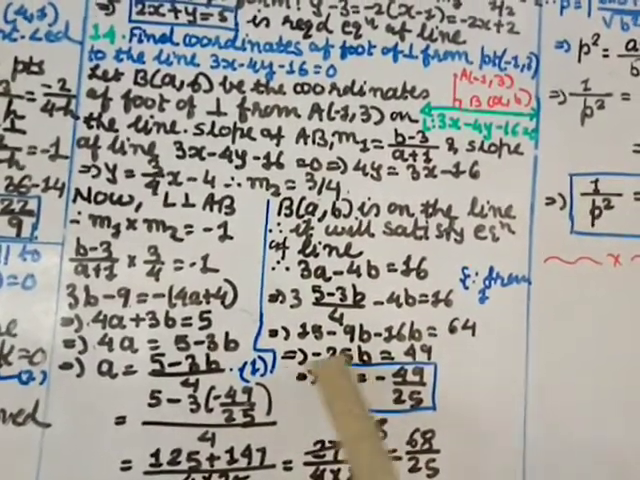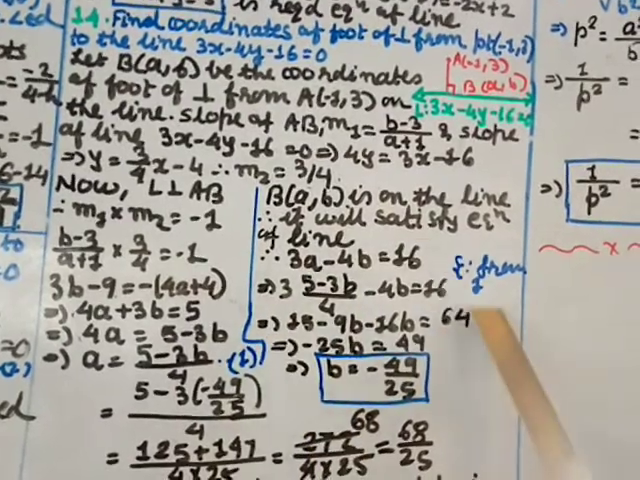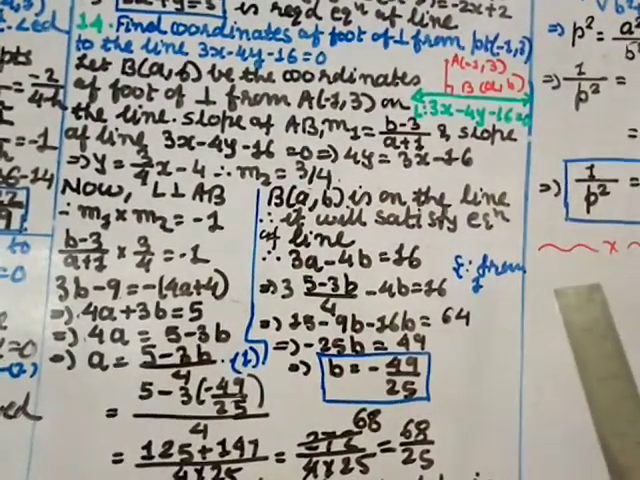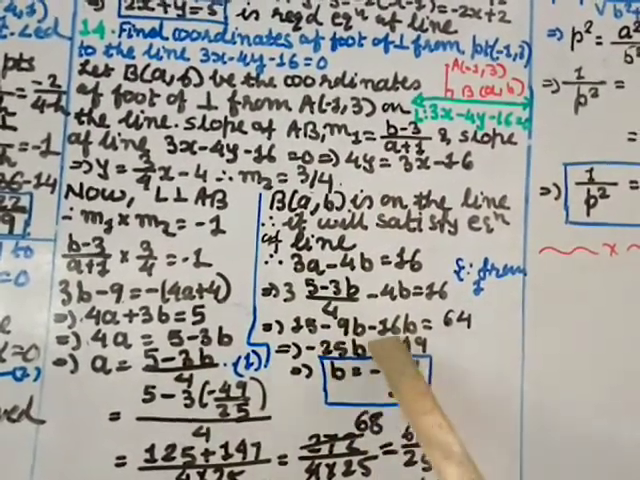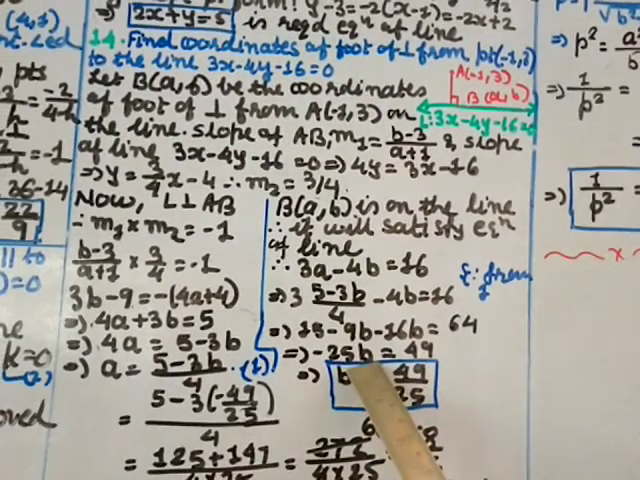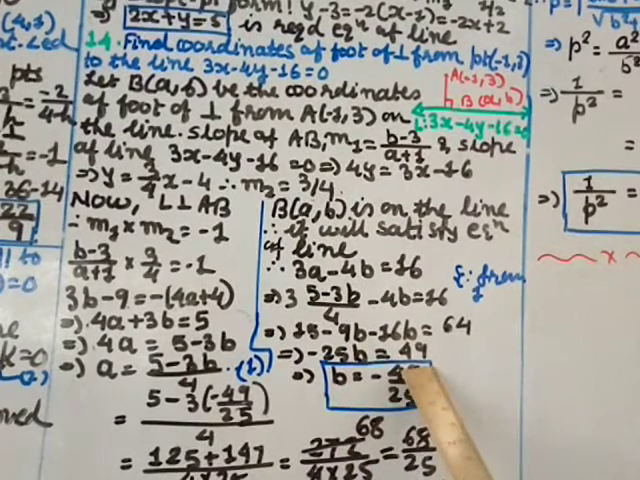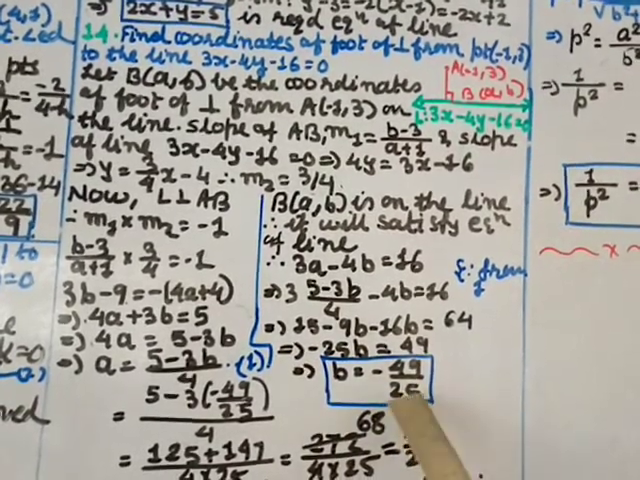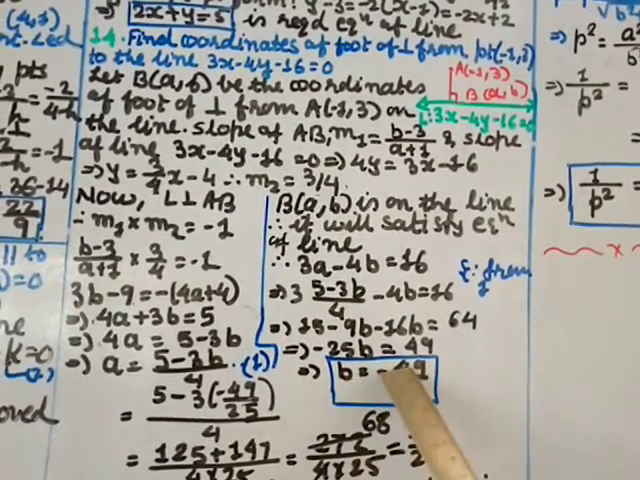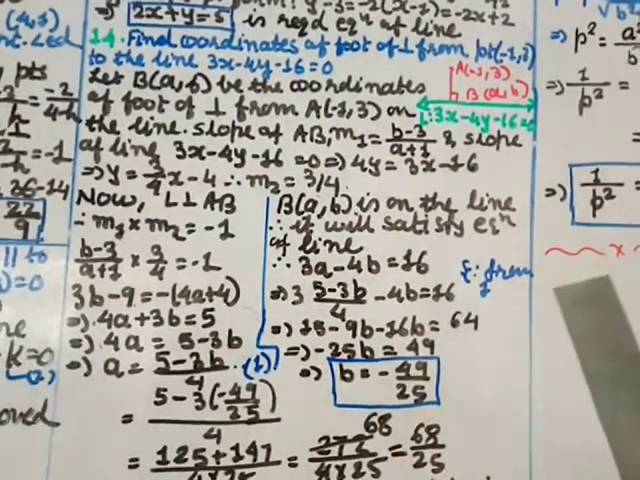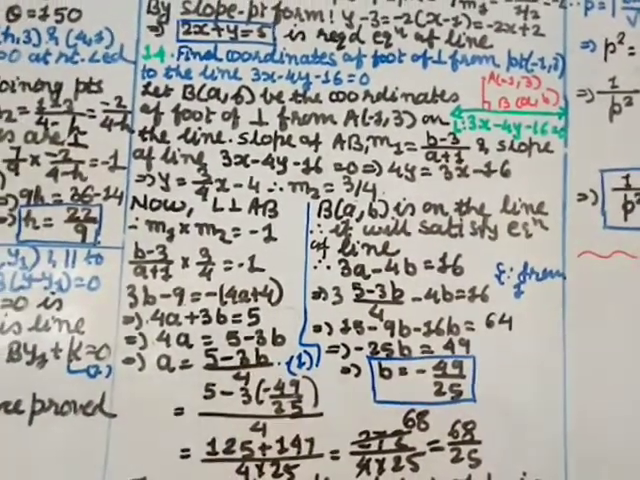Now this 15 you transfer over here, it becomes minus 15. Minus 9b minus 16b gives you minus 25b, and 64 minus 15 gives you 49. Minus 25 transferred will go in the denominator, so the value of b is equal to minus 49 by 25. Now put this value in equation 1 to get the value of a.